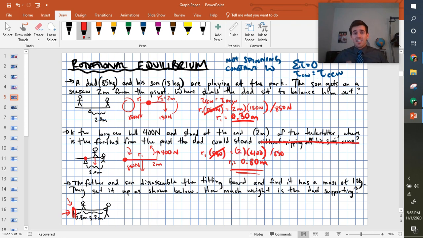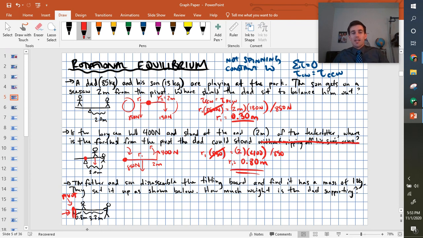So one key thing to know about rotational equilibrium problems is you can control where the pivot point is, and that will let you solve different types of problems. In this case, I'm going to put my pivot right at the left-hand side.